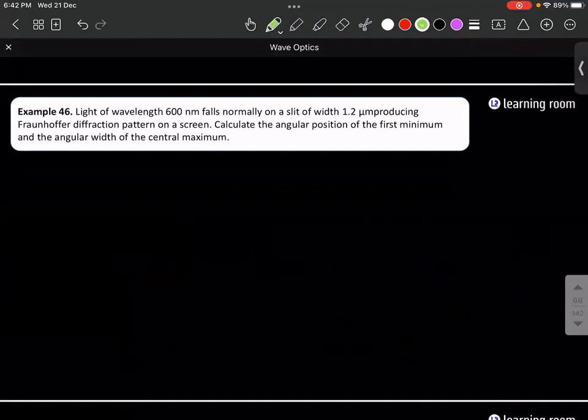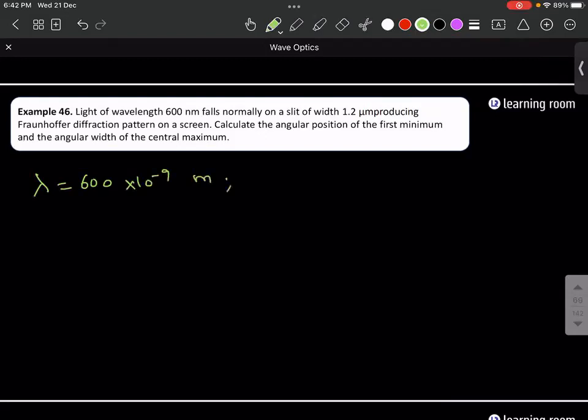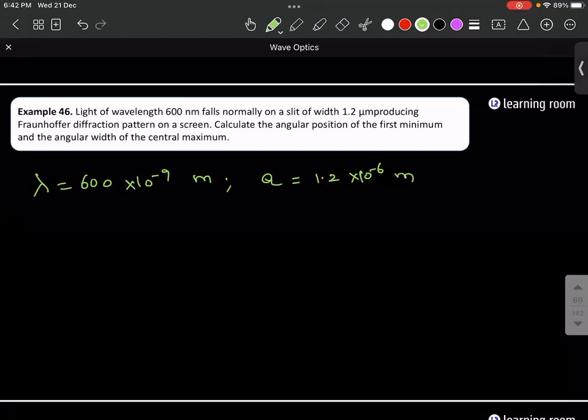So light of wavelength 600 nanometers falls normally on a slit of width 1.2 micrometer. So wavelength is 600 into 10 power minus 9 meter, falls on a slit of width 1.2 into 10 power minus 6 meter. Calculate the angular position of the first minimum and the angular width of the central maximum.